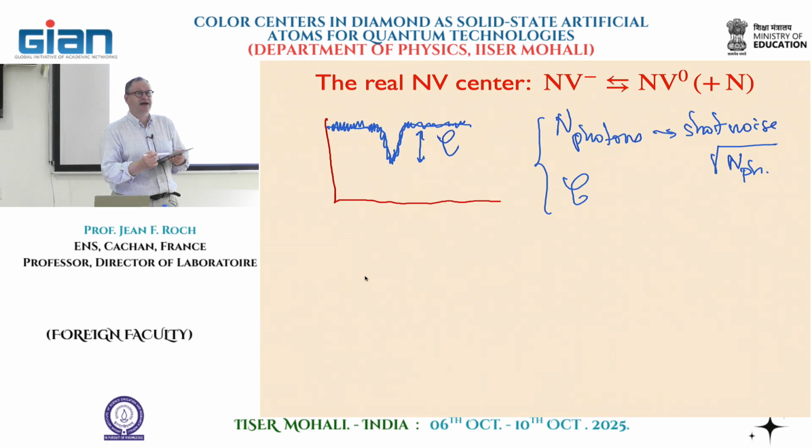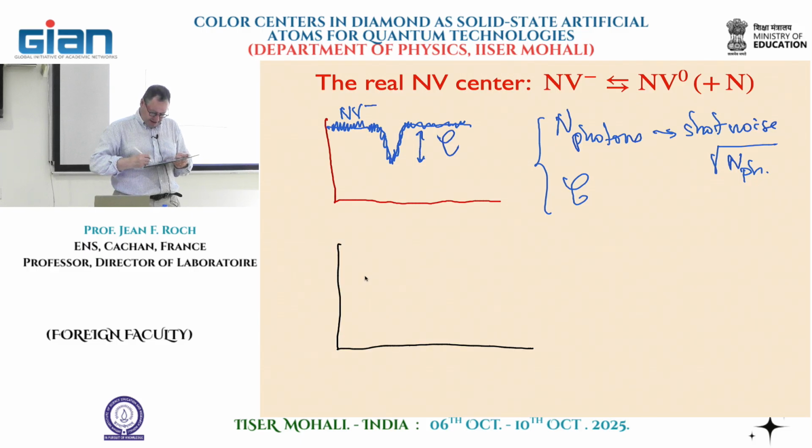Suppose now that I have a balance of NV minus and NV0. Then the NV0, what will it do? It will just add parasitic luminescence. So suppose I have only NV minus, and now I plot the same with NV minus and NV0. You already found what I want to say. I will have the same contrast, the same depth here, but now with an NV minus plus NV0 background.